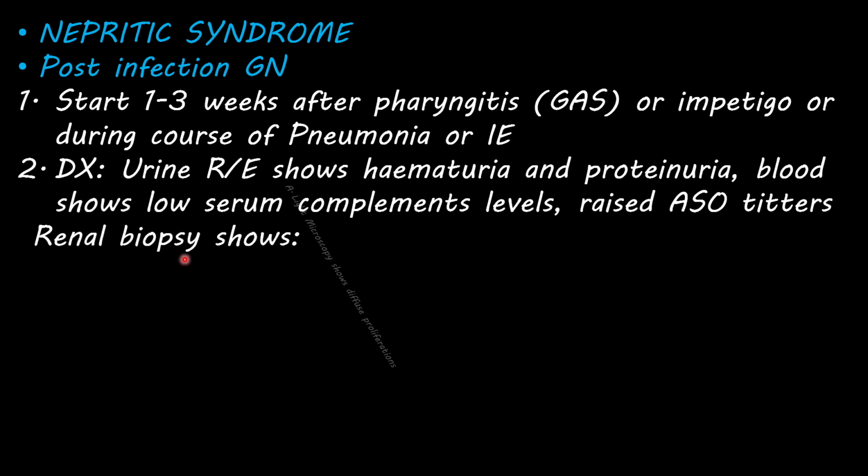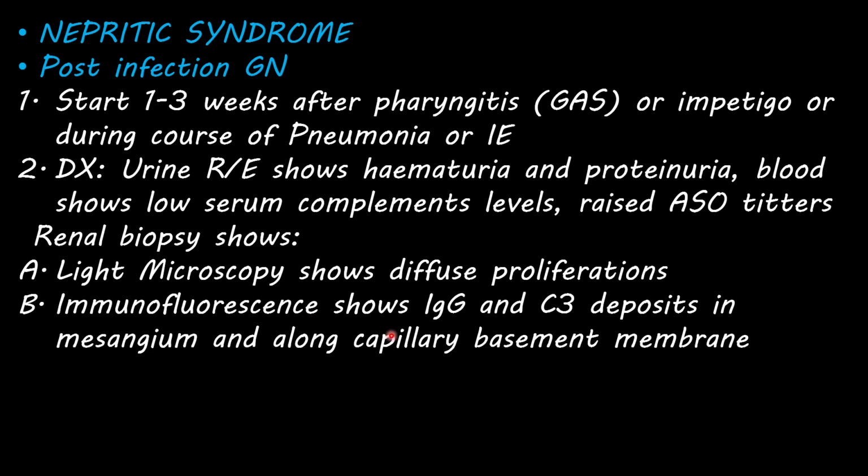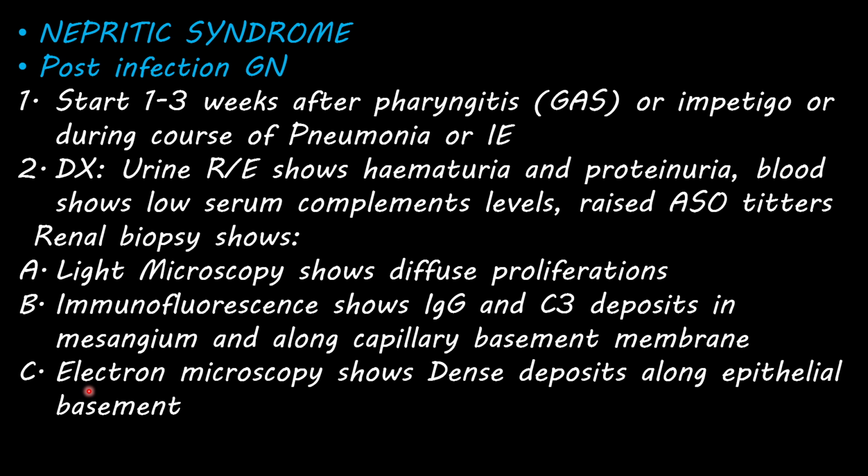Renal biopsy has 3 portions. Light microscopy will show diffuse proliferation, meaning a lot of cells in the glomerular apparatus. Immunofluorescence will show IgG and C3 deposits in the mesangium and along the capillary basement membrane. So immunofluorescence actually shows us the antibodies and complements. And then the last part of renal biopsy testing is electron microscopy, which will show dense deposits along the epithelial basement membrane.